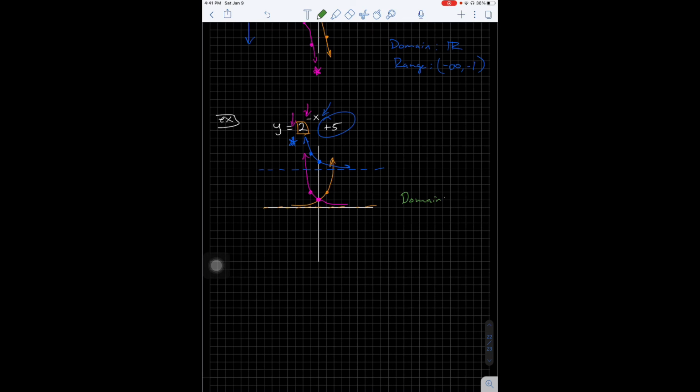Domain, all real numbers. Range is going to be my asymptote up or asymptote down. So here's my asymptote and the graph is above it. So my asymptote's at 5 all the way up to infinity. Okay, y values, x values.